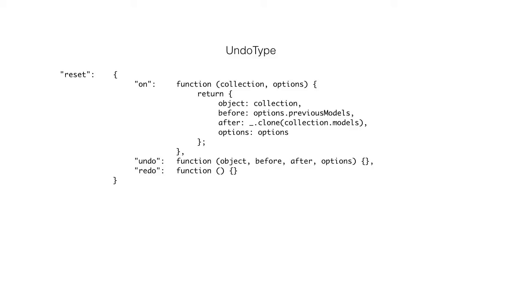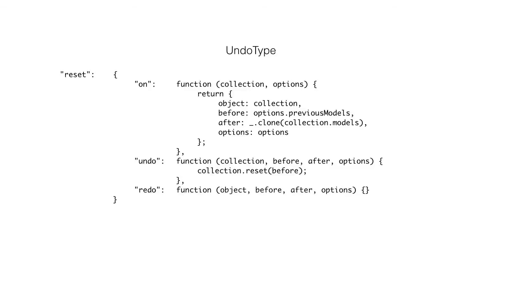Our object is, of course, our collection, so let's rename that. To undo a reset, we just need to replace the current models with the previous models. The redo function is called with the same arguments. Again, the object argument is our collection. And here we just do the opposite and reset the collection with the models from the after state.